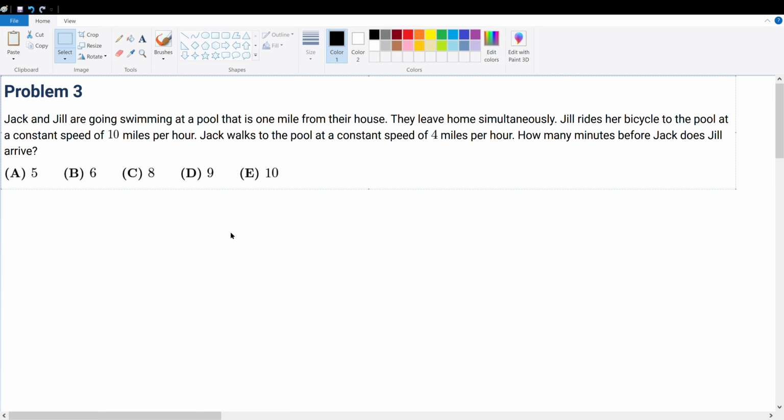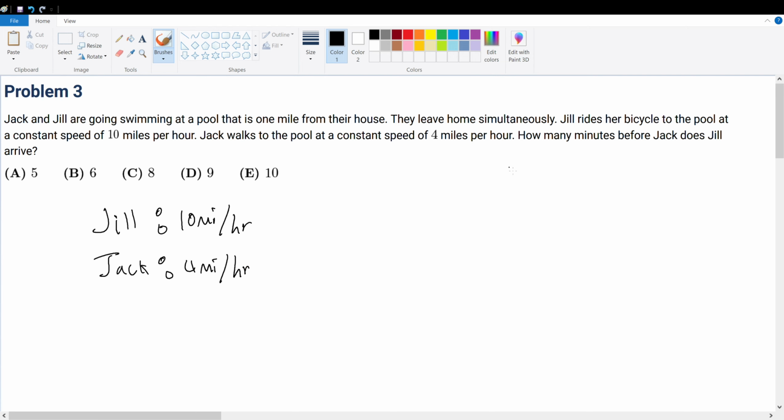Problem 3. Jack and Jill are going swimming at a pool that is 1 mile from their house. They leave home simultaneously. Jill rides her bicycle to the pool at a constant speed. So let's write that down. Jill rides at a speed of 10 miles per hour. Jack walks to the pool at a constant speed of 4 miles per hour.